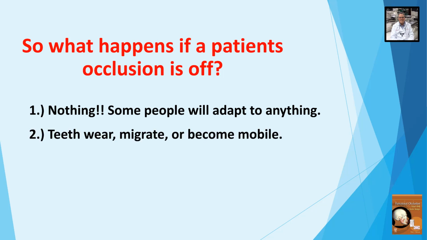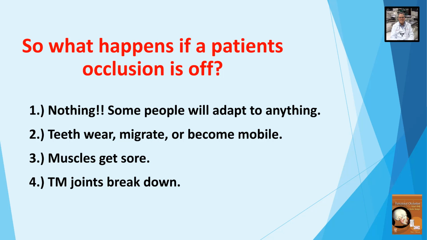Could be the teeth could migrate, wear, become mobile, could have tooth problems, let's say. It could be that the muscles get sore. It could be the TM joint breaks down, or any combination of 2, 3, or 4. The point being is that we're dealing with force management, and it could be that the occlusion might be responsible for any combination or none at all.